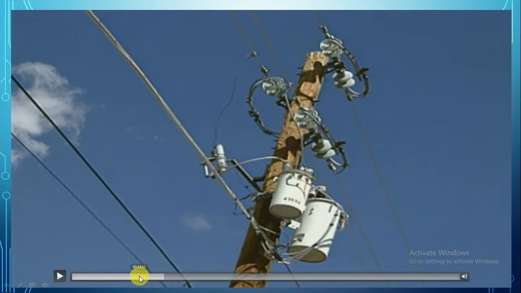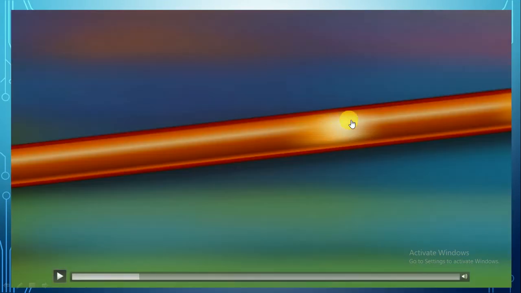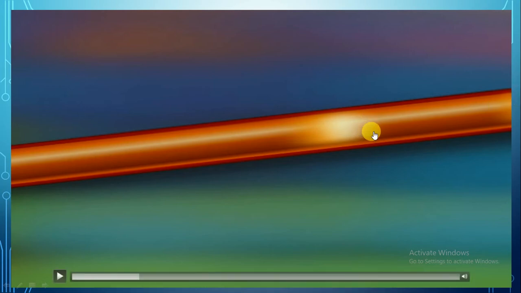Okay guys, let's go back to this part. When this small tiny amount of energy, which we call electric charge, moves from one point to the other point, we call this movement electric current. Again, electric current is the movement of this electric charge from one point to the other point. We call it electric current.